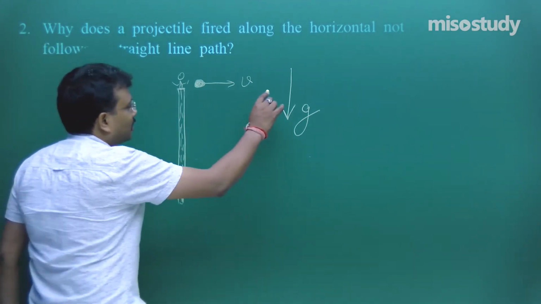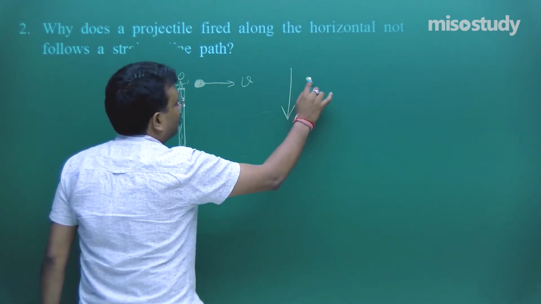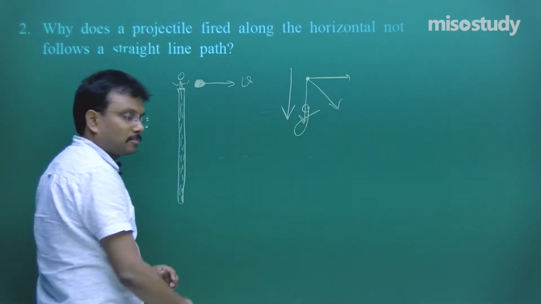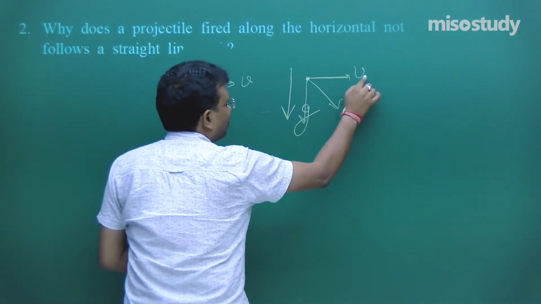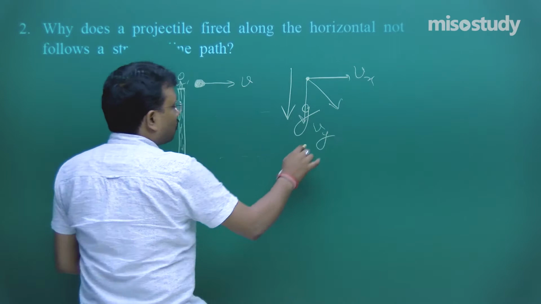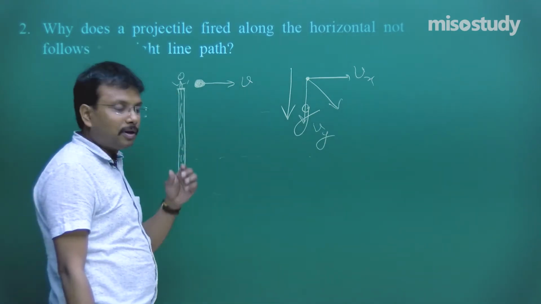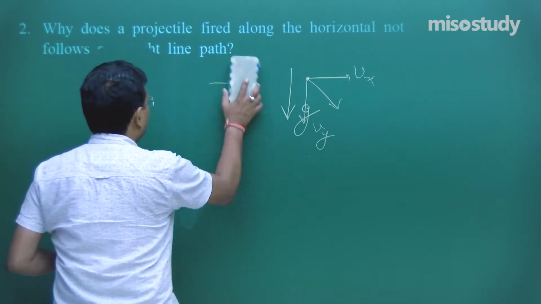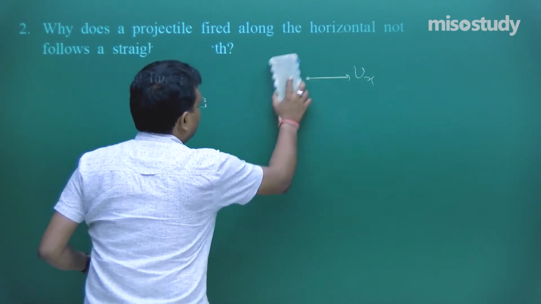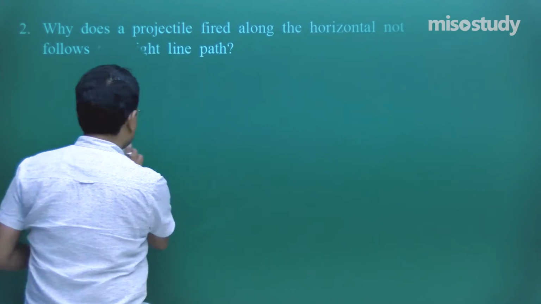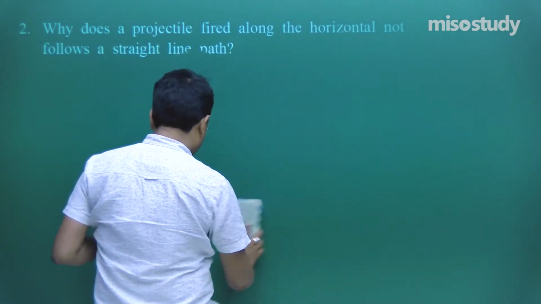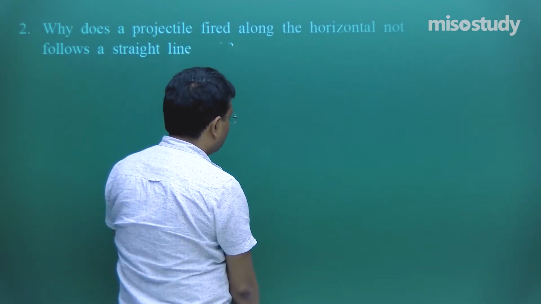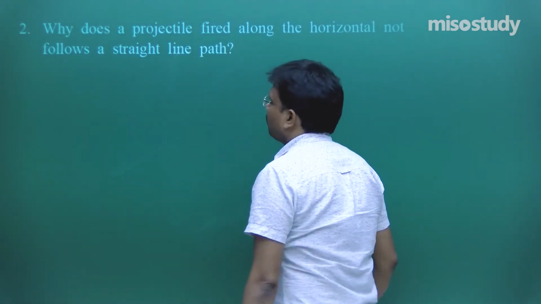So because of this reason, at any point, for example here, you have 2 velocities. One is Vx, another is Vy. So because of acceleration due to gravity g, it is not a straight line path horizontally, but vertically it will be a straight line path just because of the presence of this acceleration due to gravity. Now then comes question number 3.